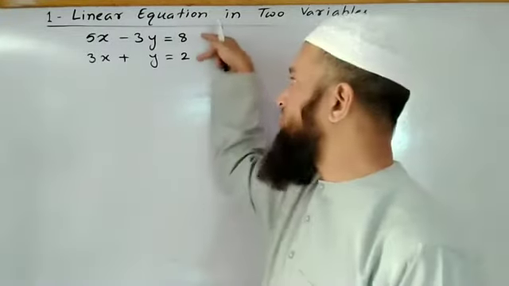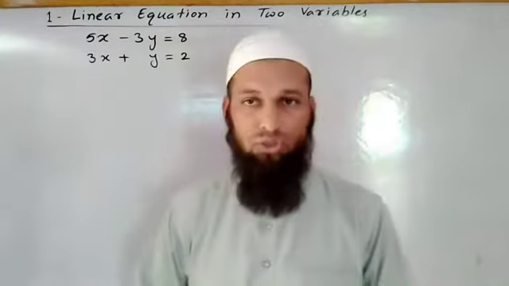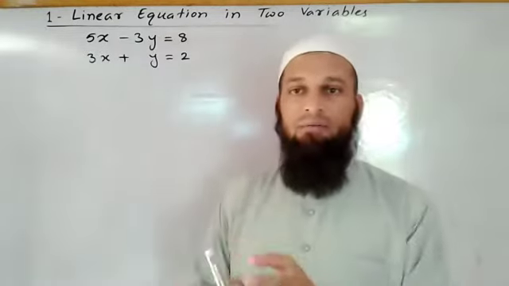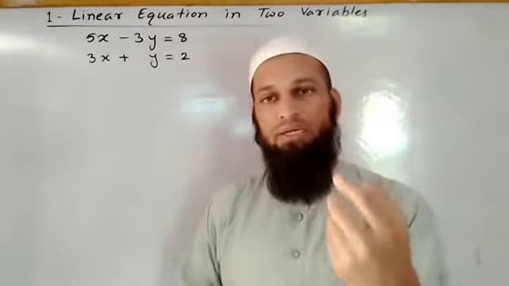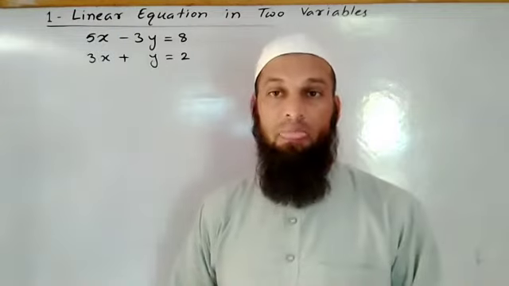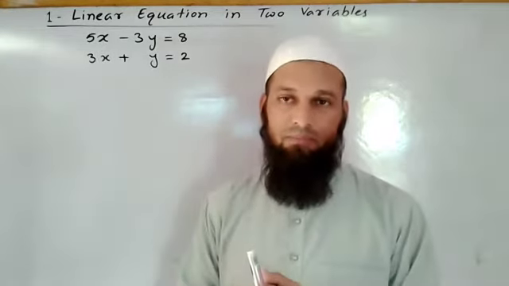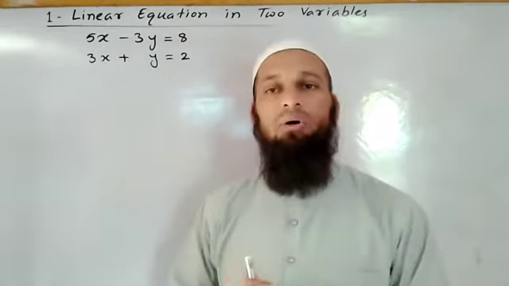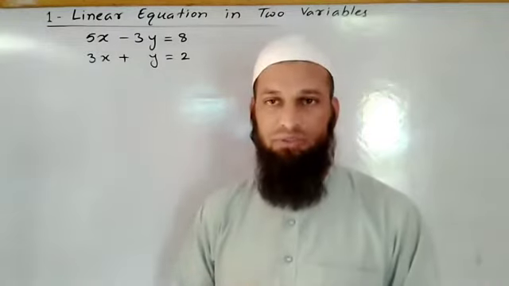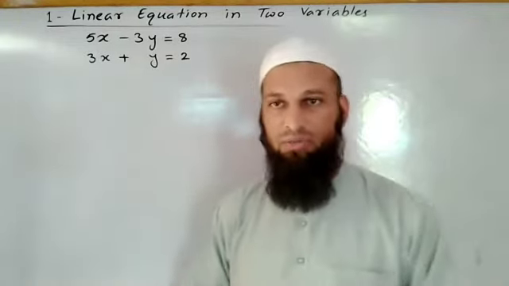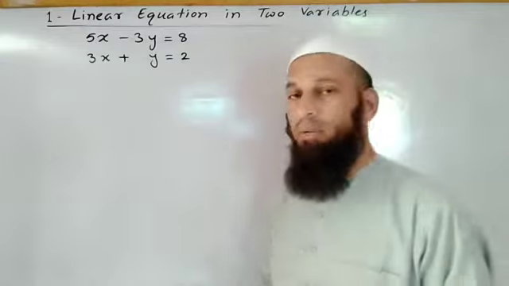See, these two equations are linear equations in two variables. When we take two or more linear equations with the same variables, these equations are called simultaneous equations. So now, how can we solve these simultaneous equations?